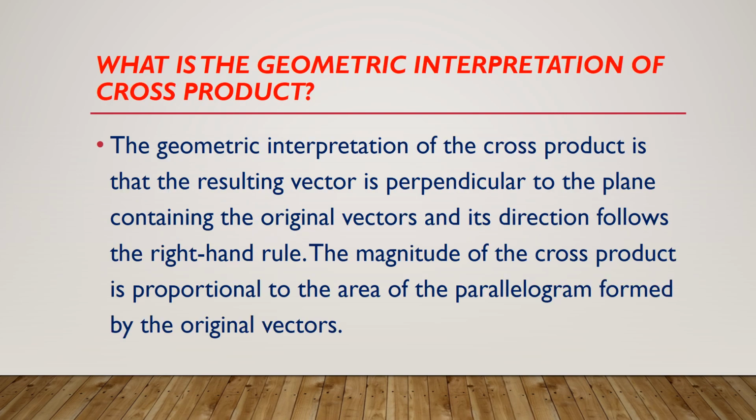What is the geometric interpretation of cross product? The geometric interpretation of the cross product is that the resulting vector is perpendicular to the plane containing the original vectors and its direction follows the right-hand rule. The magnitude of the cross product is proportional to the area of the parallelogram formed by the original vectors.